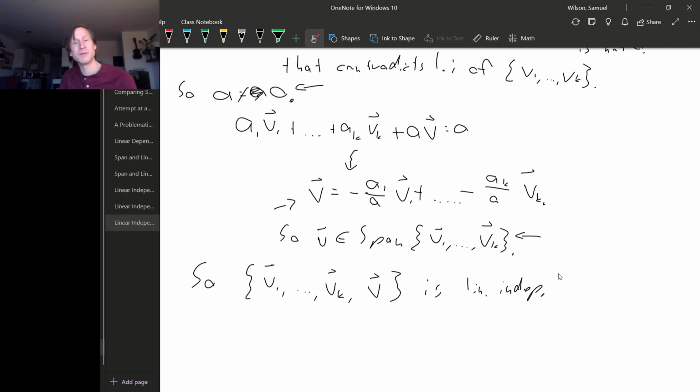This is a really common way to start with some collection of vectors that you know is linearly independent, and then make it a little bit bigger. As long as you can always make it a little bit bigger by adding a vector that isn't already in the span of these vectors, then it's guaranteed to maintain linear independence.